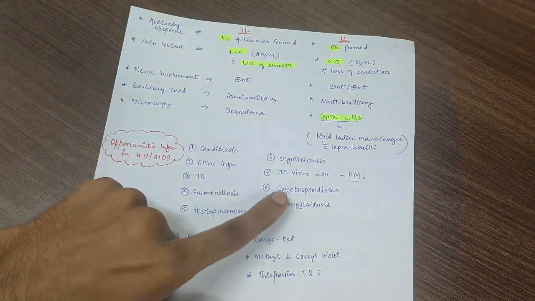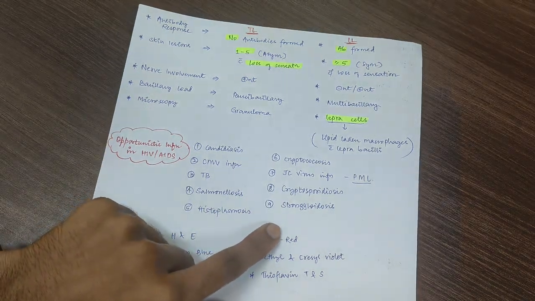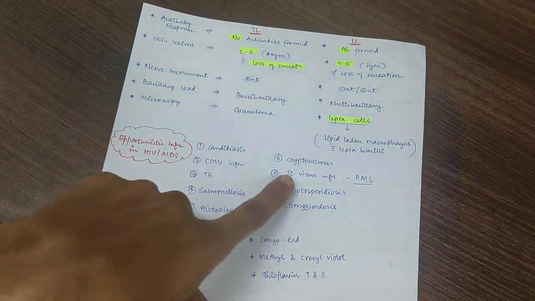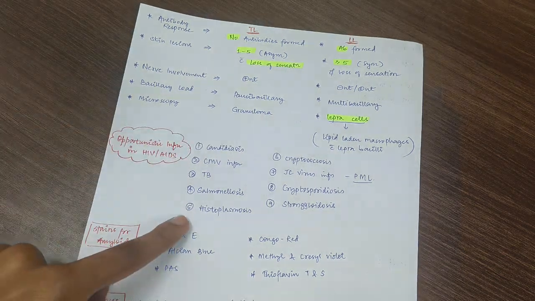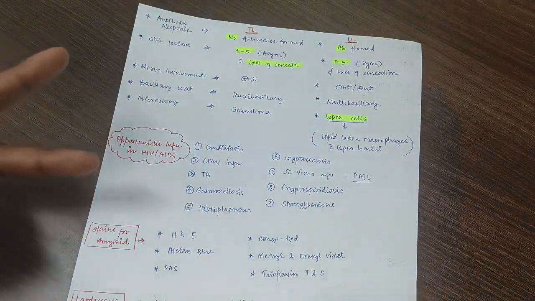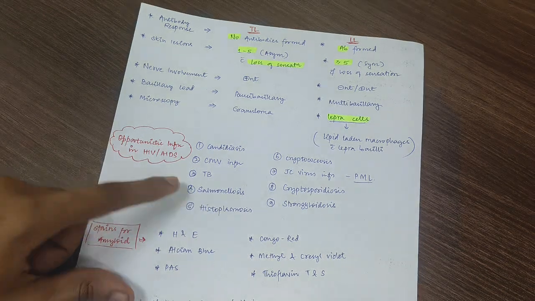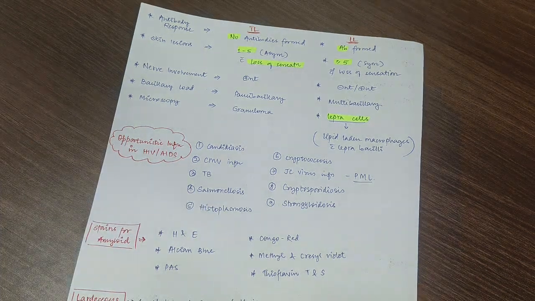The 2 parasites are cryptosporidiosis and strongyloidosis. The 2 viruses are CMV and JC virus. The 3 fungi are candidiasis, histoplasmosis and cryptococcosis. The 2 bacteria are TB and Salmonella. Okay, this is what I am going to tell.